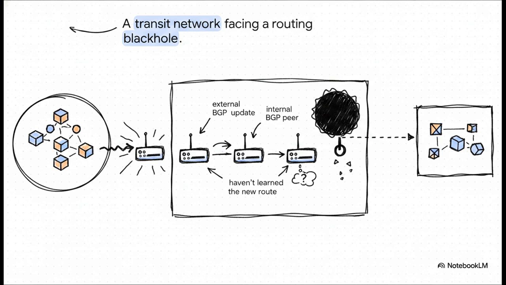But here's the catch. The routers sitting right in the middle of that transit network, which are just running a standard interior protocol, haven't learned the new route yet. When the traffic hits them, they literally have no idea where to send it. They just drop the packets. This is what we call the dreaded routing black hole.